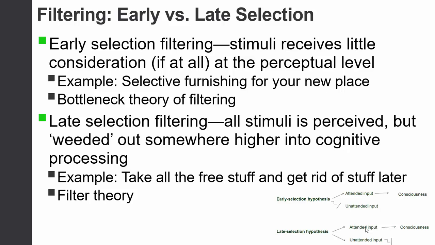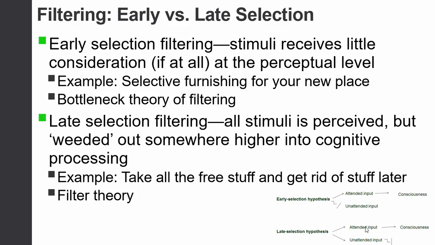Now, late selection filtering suggests that information does get into the perceptual system, but somewhere between the perceptual system and higher cognitive processing, that information gets filtered out, or weeded out. There are different ideas about when exactly this happens, but the key take-home point with late selection filtering is that information gets in, and then once it's in the perceptual system, at some point it's filtered out and separated.